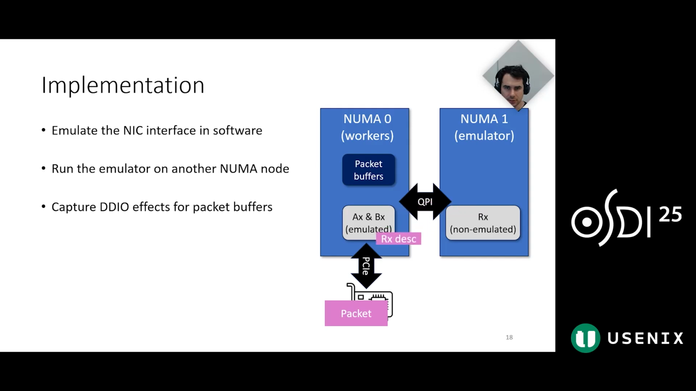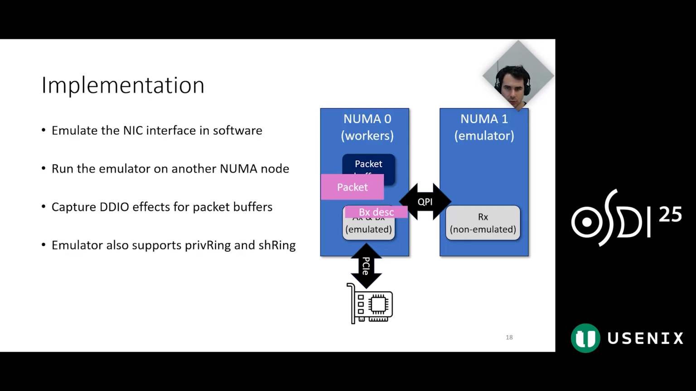Later, when a packet arrives, the NIC writes the packet data to buffers on NUMA node 0, and it writes packet completion metadata to the non-emulated receive ring on NUMA node 1. The emulator converts the completion to a BX link entry, which it writes to the emulated BX link of the corresponding worker core on NUMA node 0, thus completing the emulated NIC's packet processing.